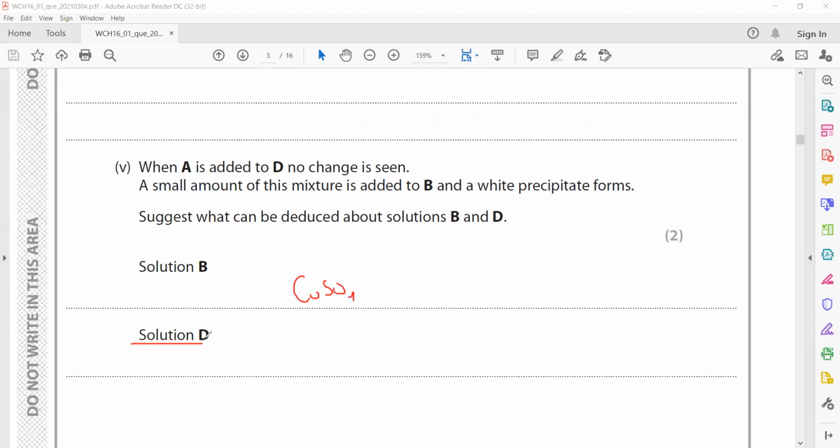And what about solution D? Solution D will be barium chloride. So basically what happened when HCl is mixed with barium chloride, there is no visible change, no observation. And then barium chloride is added to copper sulfate. It will form barium sulfate, and that results in a white precipitate.